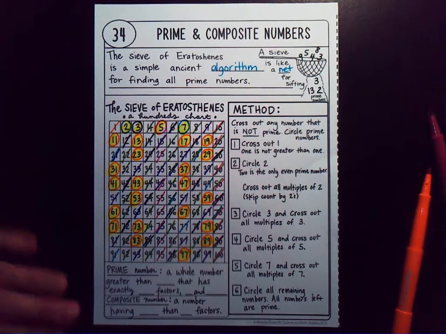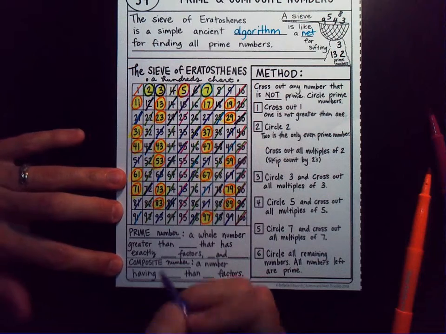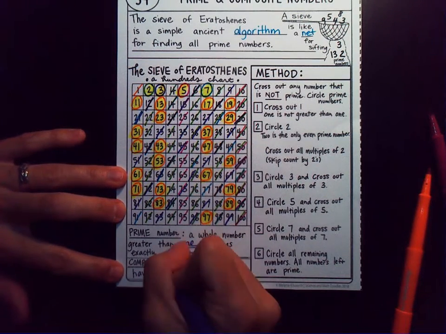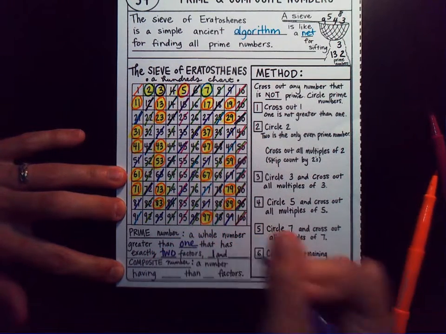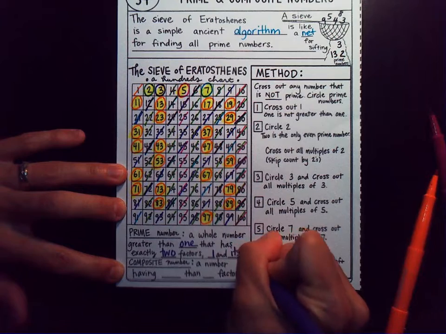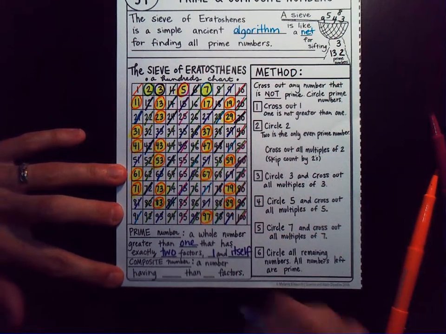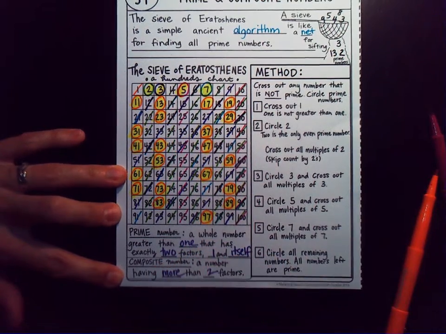So a prime number, we know, just to review, is a number that is greater than 1, that has exactly 2 factors, and those 2 factors are 1 and itself. And a composite number is a number having more than 2 factors.